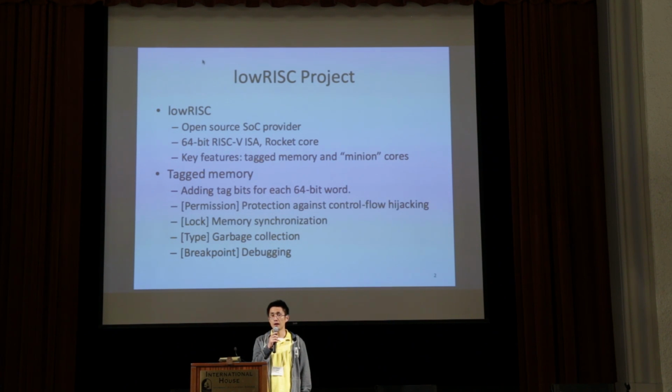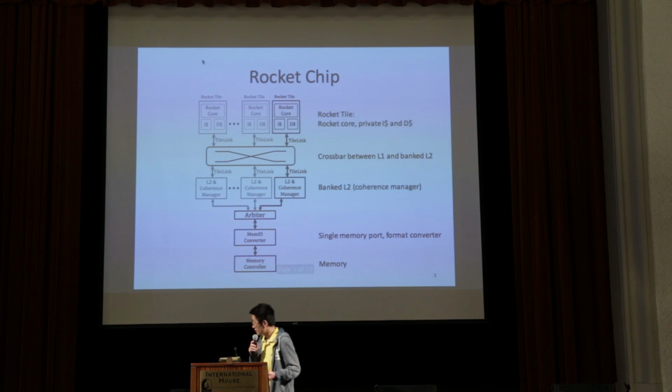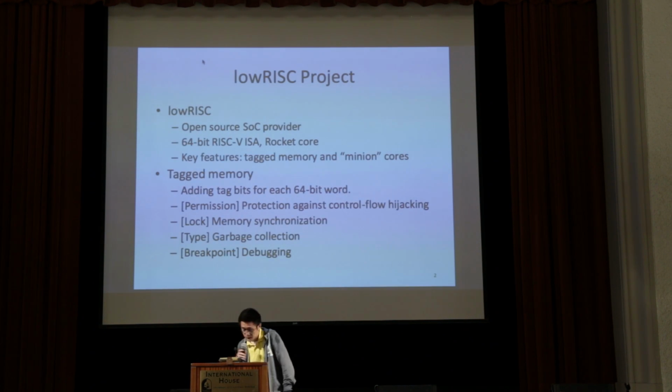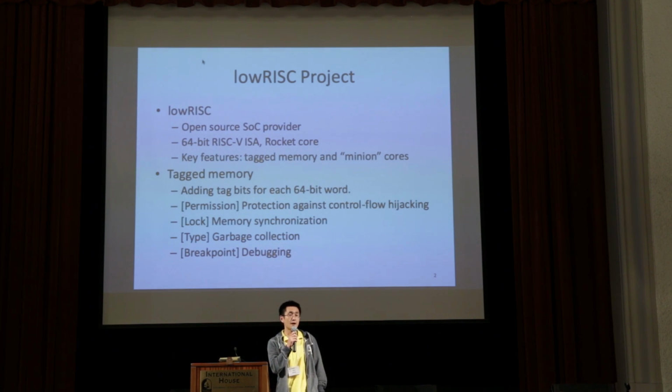For example, if you use the tag memory to protect your security, for example against control flow hijacking, you can set the permission bit in the tags. Therefore, if the permission is lacking, it means some code is going wrong, so you can protect your code. The other one is, it's also possible that you put locks in the tags, so you have a quite lightweight synchronization method for shared memory.